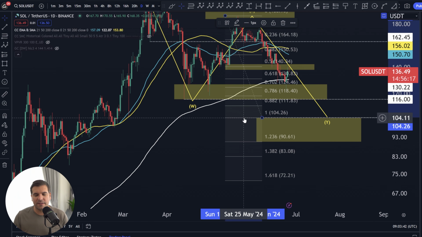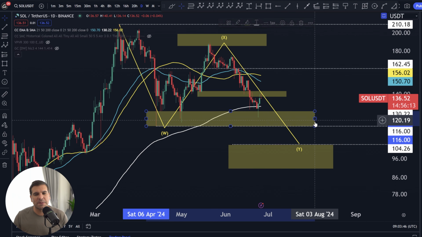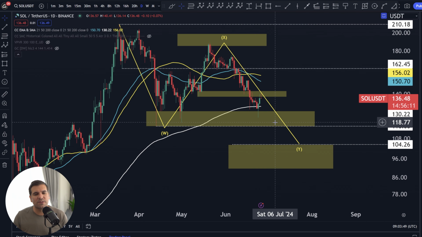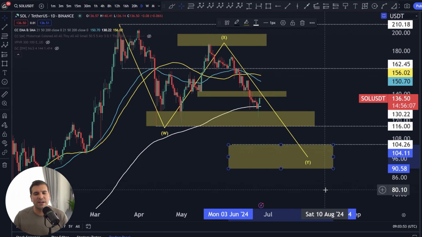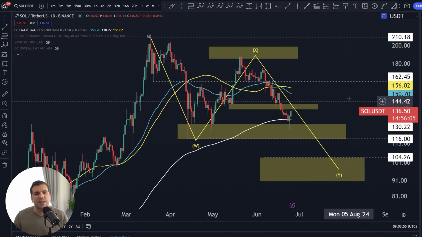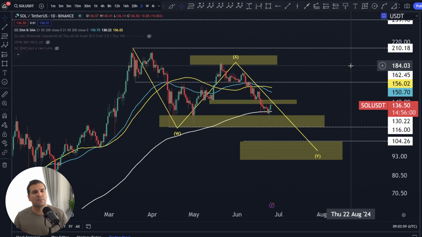Okay, I'm going to just leave that there, remove the fibs. And so you can see if we do lose this area, the minimum expectation, $116, if we do lose that area of support, then the next range that we're going to be targeting is between $90 and $104. Okay, and that's going to be where Solana finds the reversal in the market, in my humble opinion.